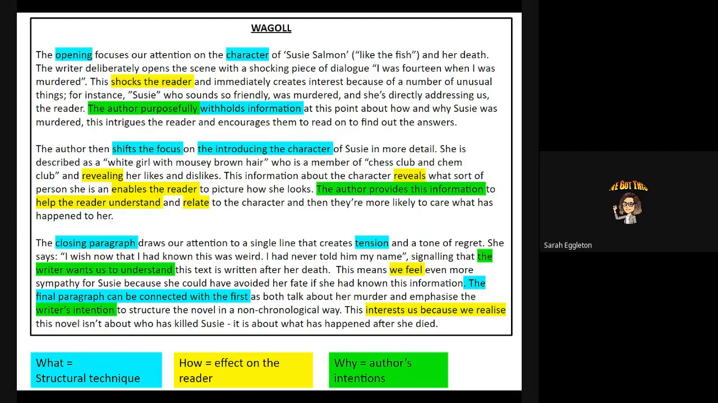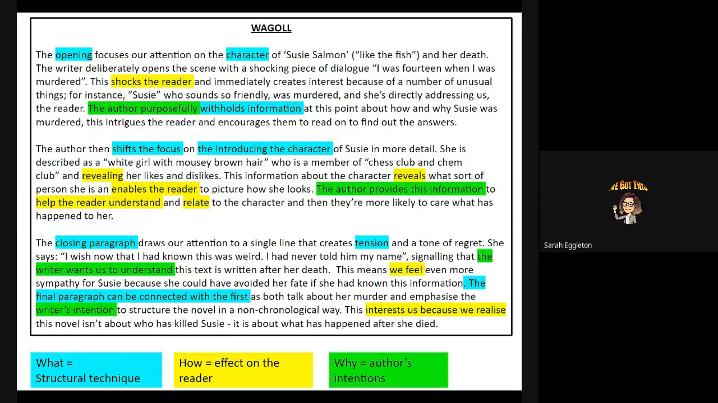The author then shifts the focus to introducing the character of Susie in more detail. She is described as a white girl with mousy brown hair who is a member of chess club and chem club, and her likes and dislikes are revealed. This information about the character reveals what sort of person she is and enables the reader to picture how she looks. The author provides this information to help the reader understand and relate to the character, and then they're more likely to care what has happened to her.